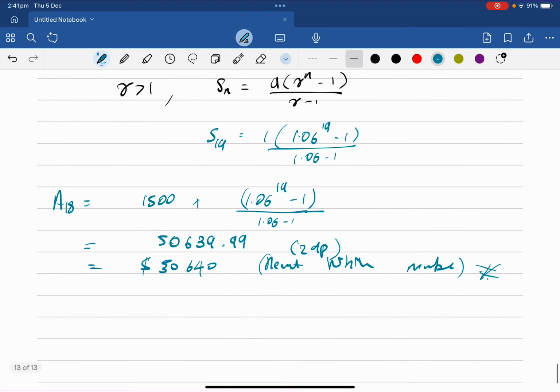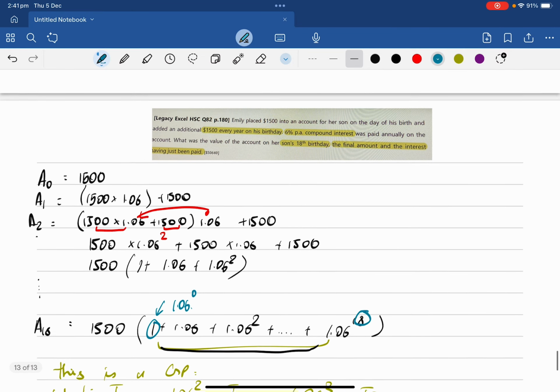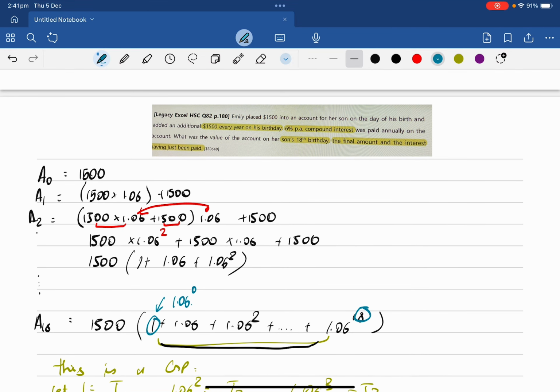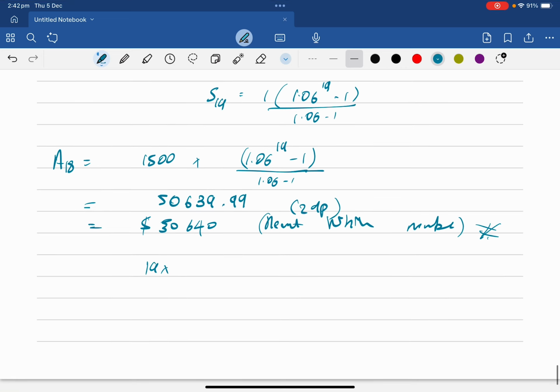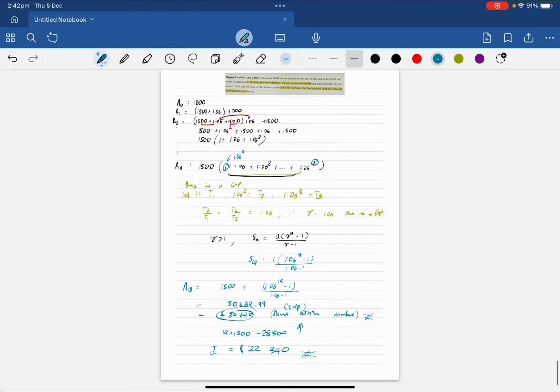Now, technically, what was the interest that was paid? Think about it. If you paid into this account for 19 years, what's 19 times 1,500? 19 times 1,500 is equal to 28,500. So the interest is just this value minus this value: 50,640 minus 28,500. So the interest is equal to $22,140. Easy. And that's how you solve this question.